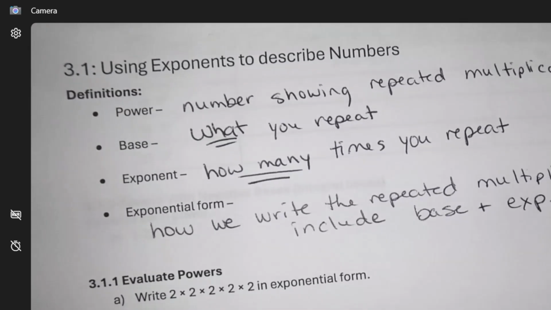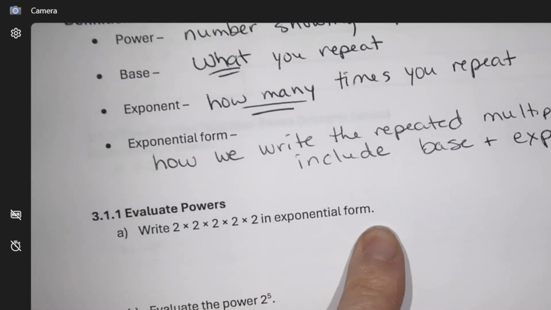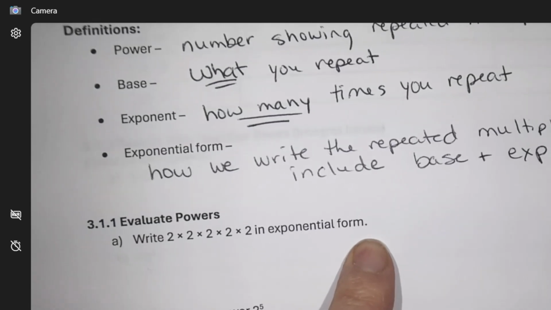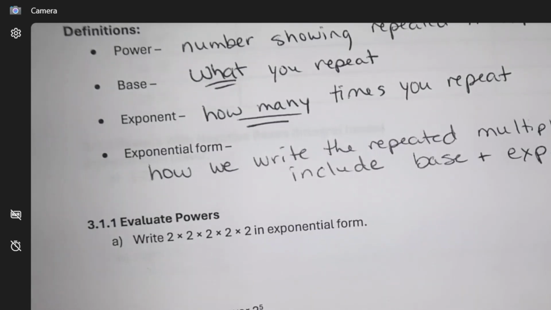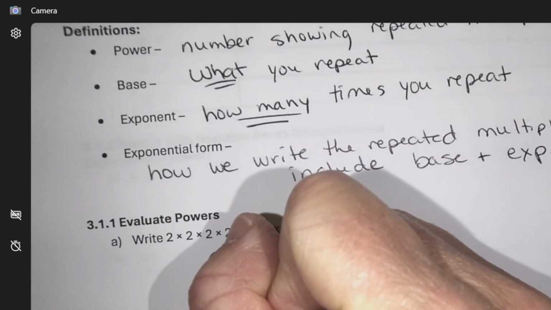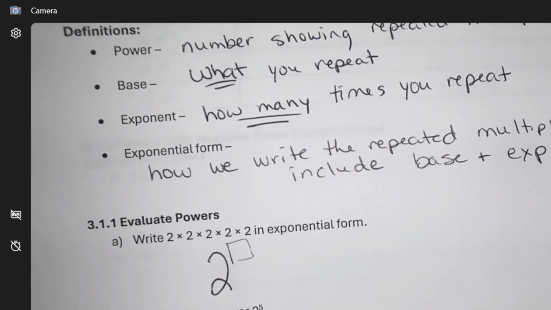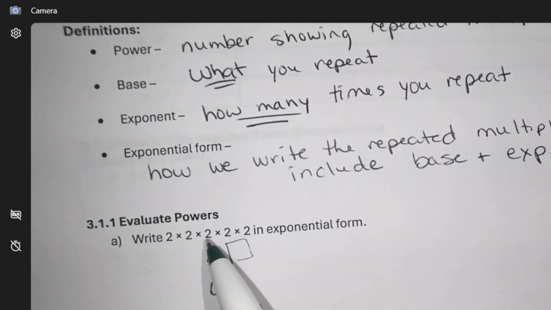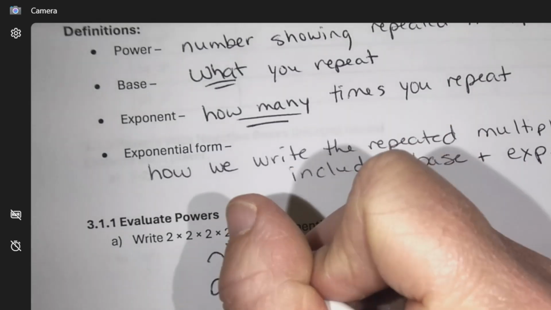So this first question says, can you write this in exponential form? So the base is, what are you repeating? A 2. And the exponent is, how many times did we repeat? 1, 2, 3, 4, 5.